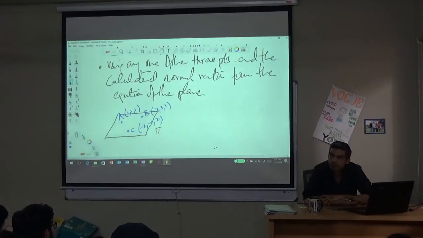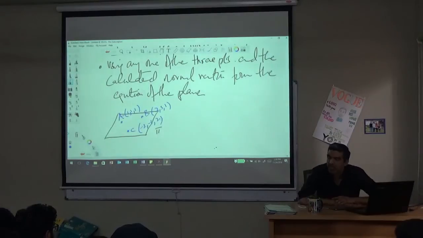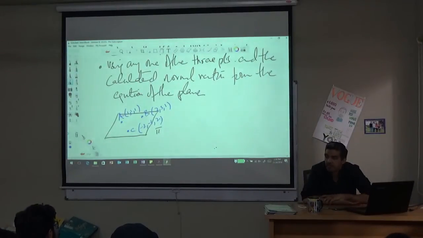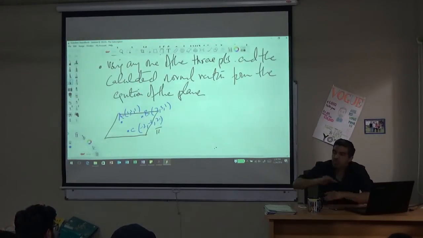Can a plane bend? No, a plane is supposed to be a plane. That's why it's called a plane. A surface can be a curved surface or a planar surface.